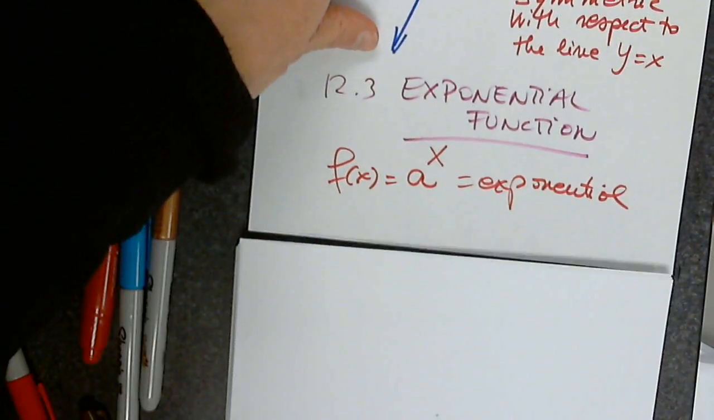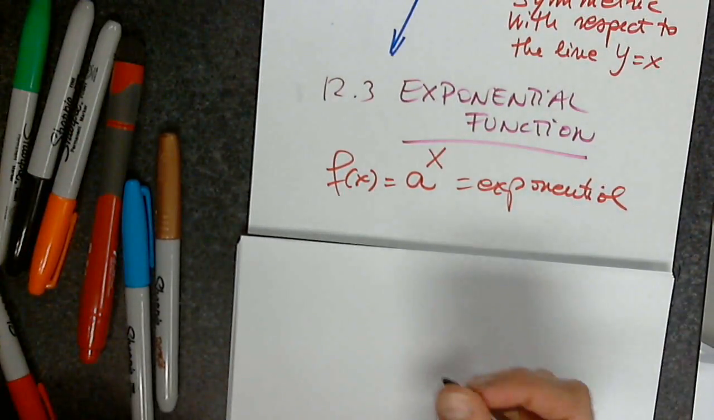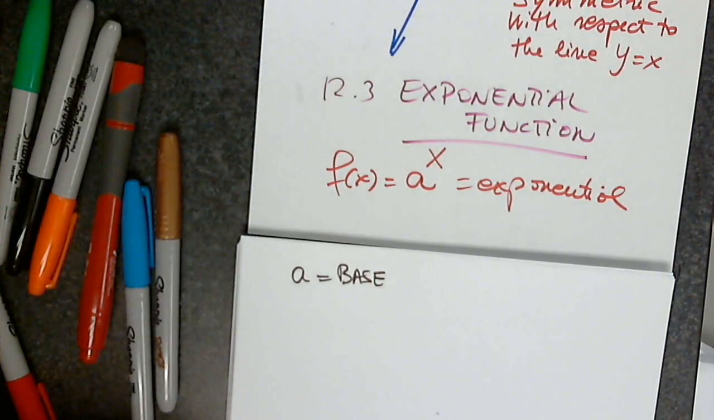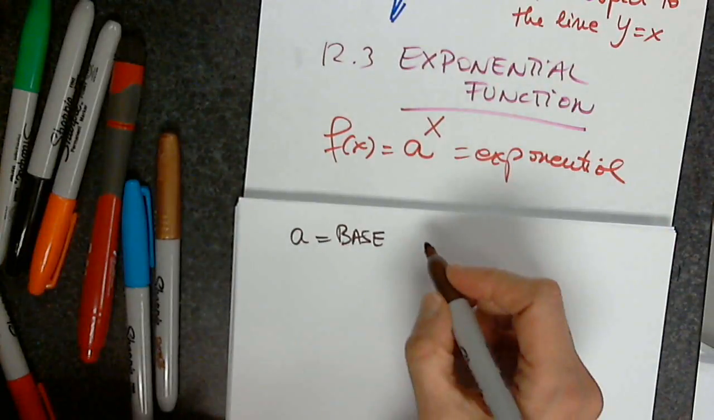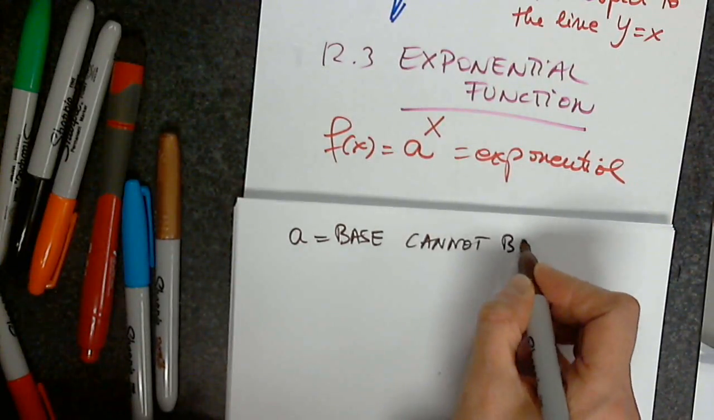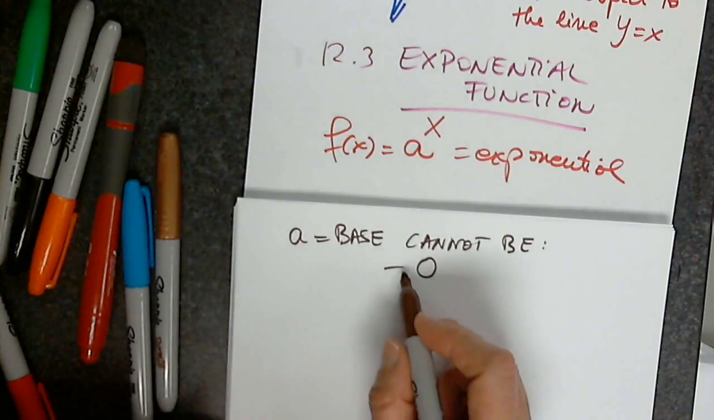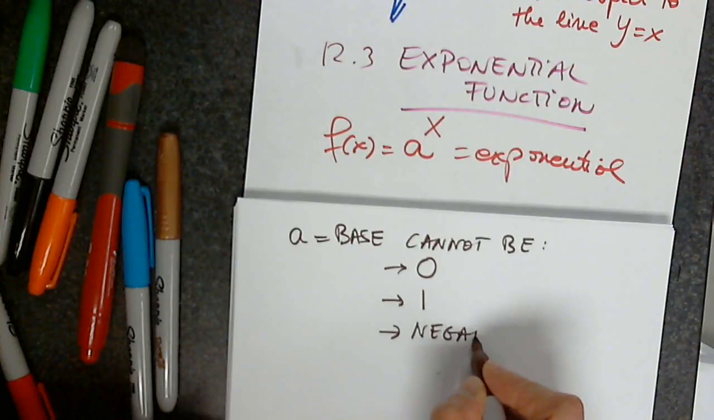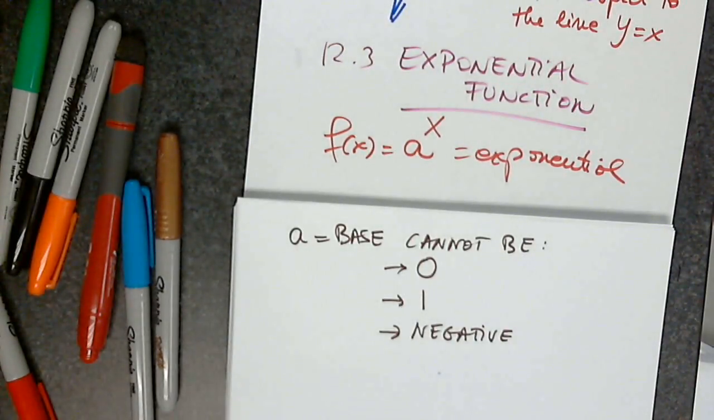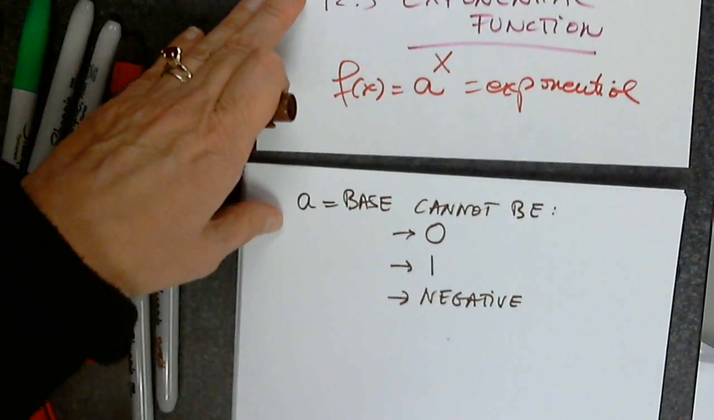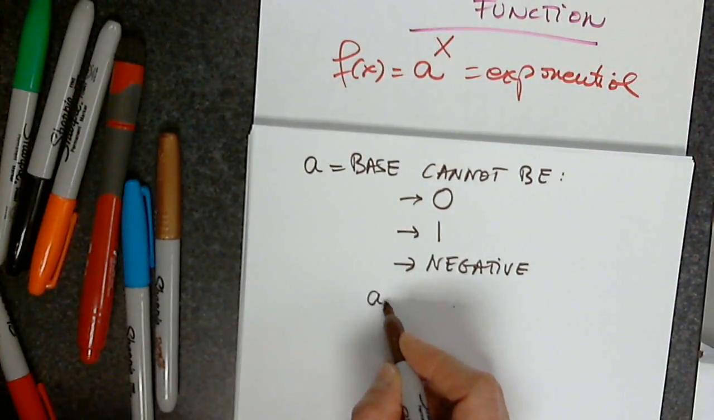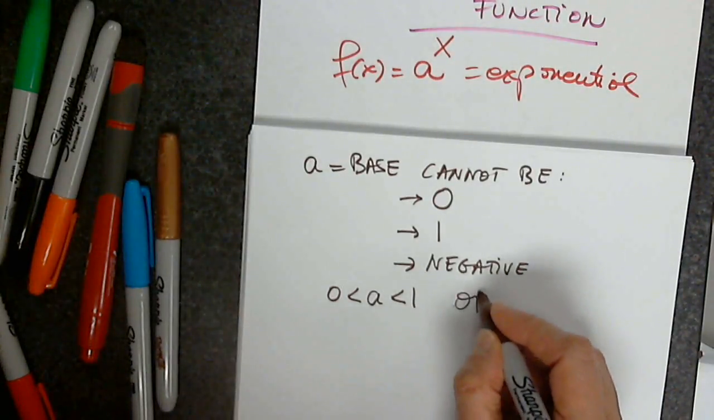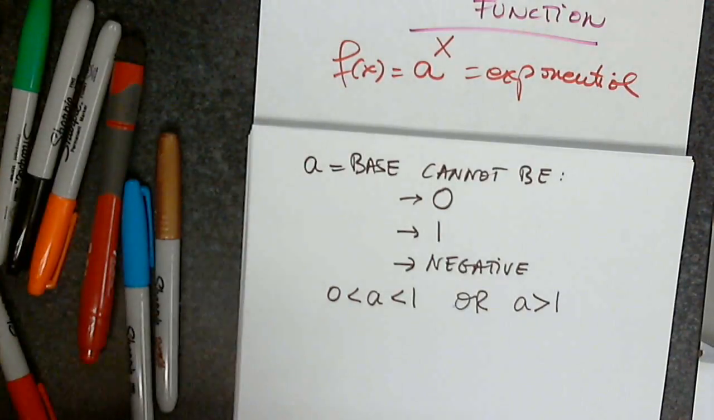Okay. Now, a, which is the base, cannot be 0, cannot be 1, and it cannot be negative. And you can say, okay, wait a minute, what can it be? So it can be two things only. A can be a tiny number between 0 and 1, not 0 or 1. Or a can be a number greater than 1, not 1.